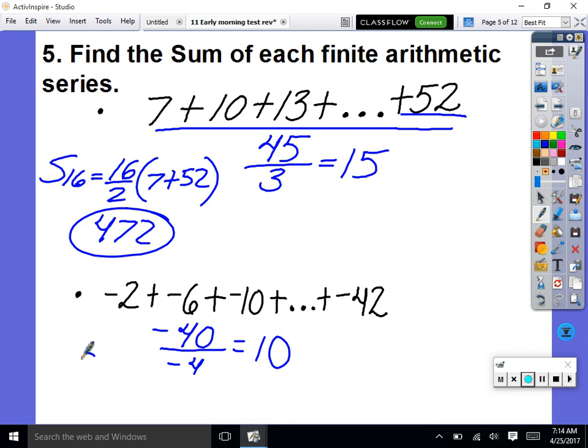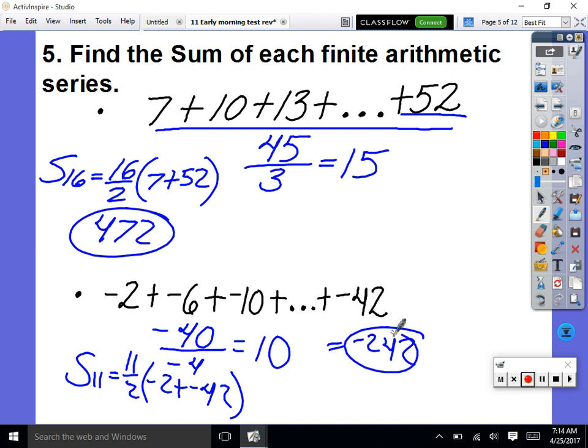11. So the sum of 11, we were told this is arithmetic, same formula. 11 divided by 2 times a sub 1, negative 2 plus a sub n, which is negative 42. And that sum is going to be negative, which makes sense because we're adding up a bunch of negatives. Did you get negative 242? Okay, awesome.